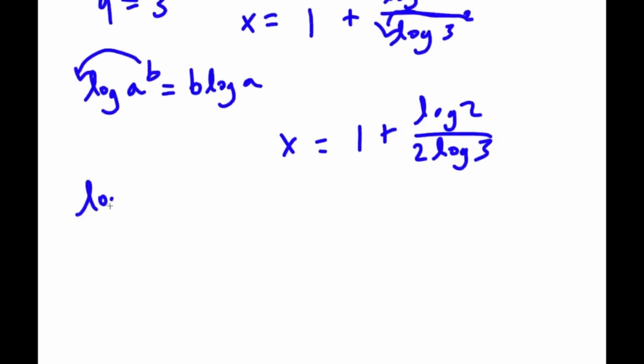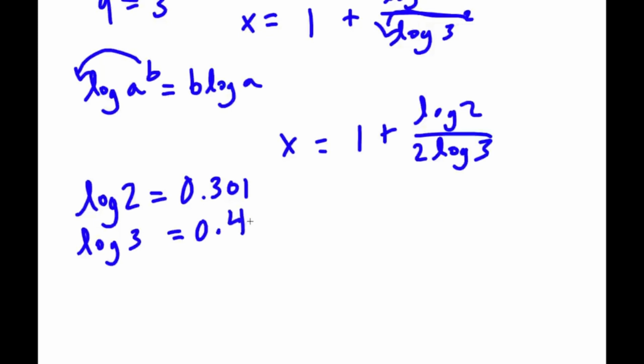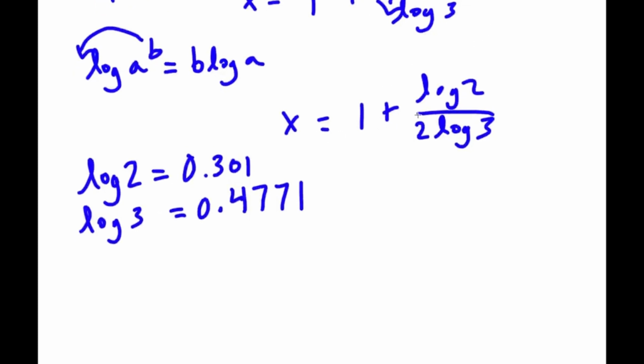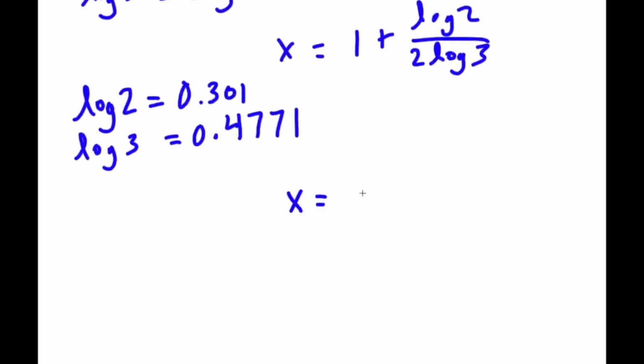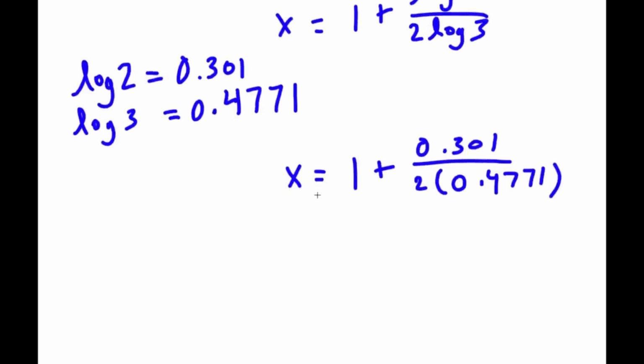Now log 2 is equal to approximately 0.301, and log 3 is equal to approximately 0.4771. So now if I substitute in log 2 and log 3 into our equation, I get x is equal to 1 plus, now log 2 is equal to 0.301, so I have 0.301 over 2 times log 3. Log 3 is equal to 0.4771, so I have 2 times 0.4771. So now I have x is equal to 1 plus 0.301 over 2 times 0.4771.